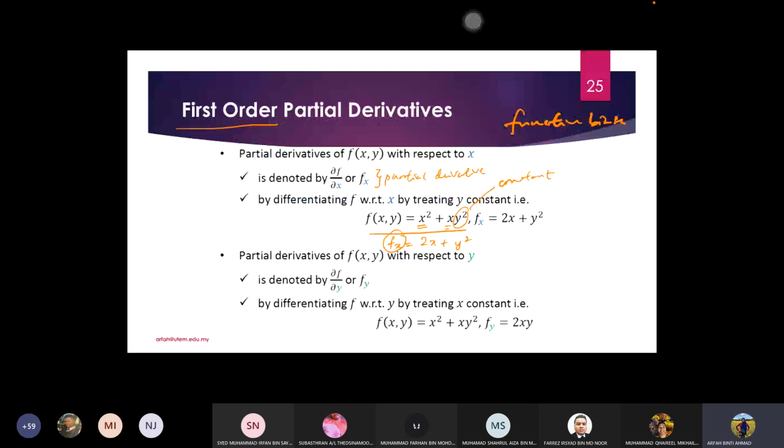Okay. So for the same example, if we want to do the partial derivative with respect to y, you will denote it as delta f over delta y or fy, by differentiating f with respect to y by treating x as a constant. For example, the earlier example, f(x, y) = x² + xy². fy will equal 2xy, because we assume x as a constant in this case. We only look at the variable we are interested in. So in this example, the variables you are interested in are x and y, partially.